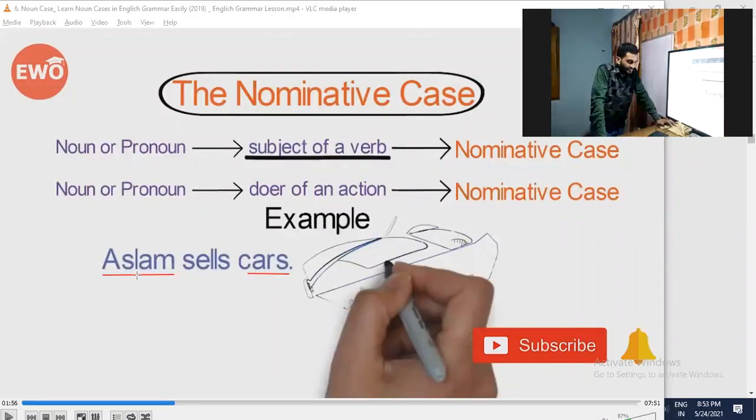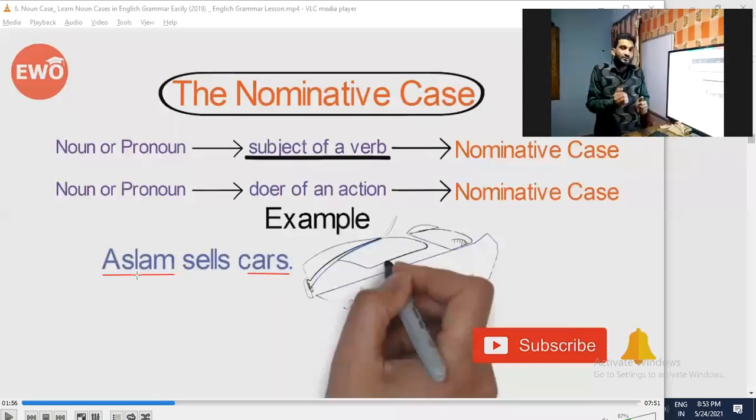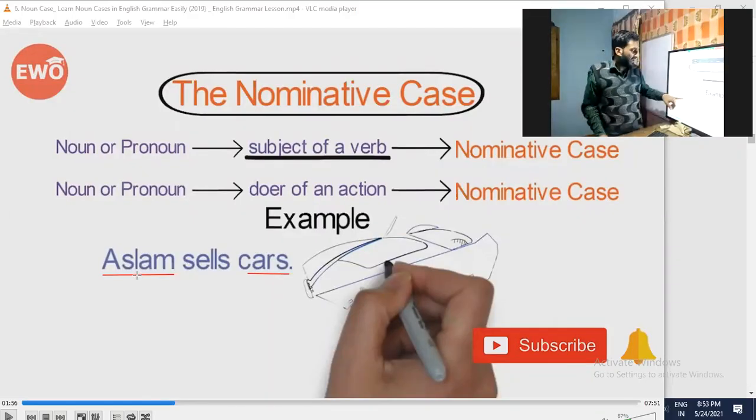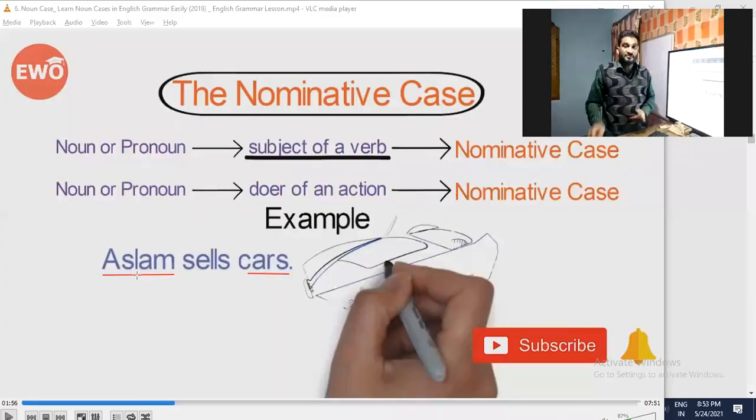Almost 90% of the time, the subject in the nominative case is at the beginning of the sentence. So here Aslam is in nominative case because Aslam is the subject of the sentence. And a sentence is one that has at least one subject and one predicate.